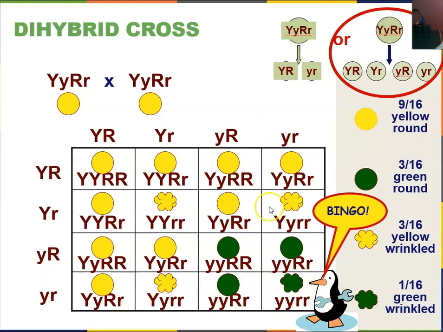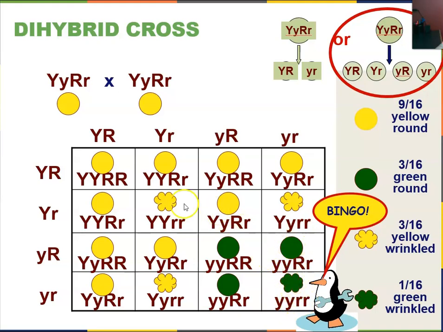This slide is nice enough to also make it visual by showing you what the P actually looks like. This P with big Y, big R is yellow and round. This one here, big Y, little r is yellow and wrinkled. Down here, our last one, little y, little r is green and wrinkled.